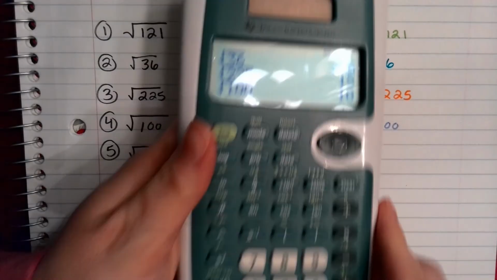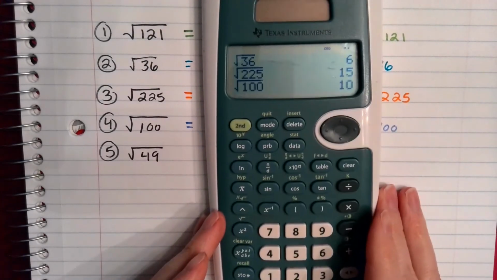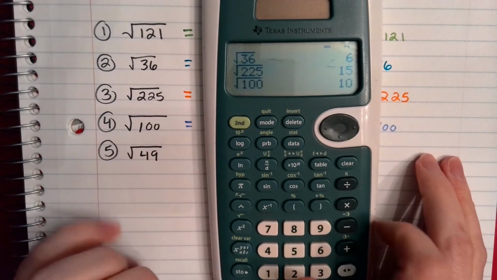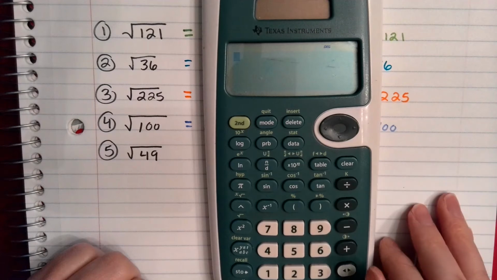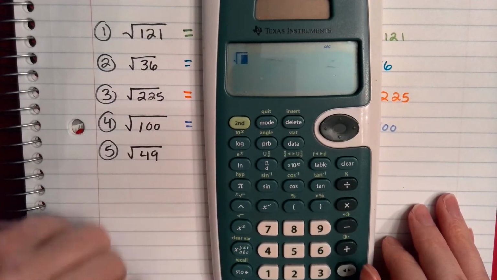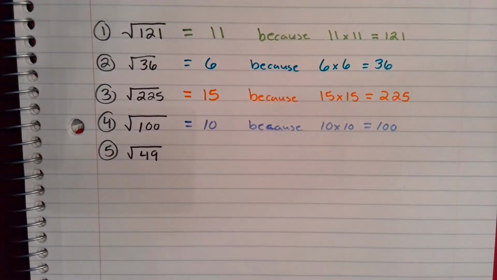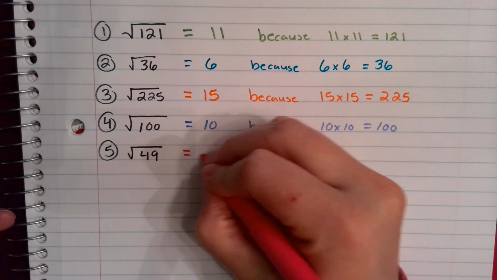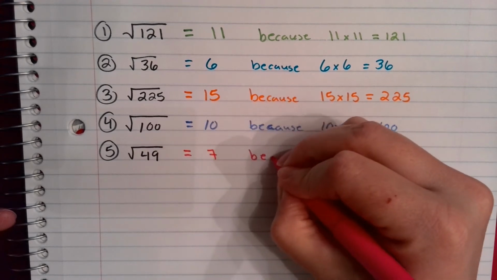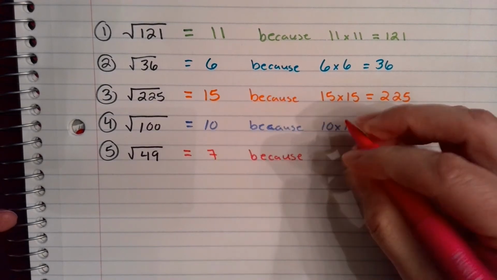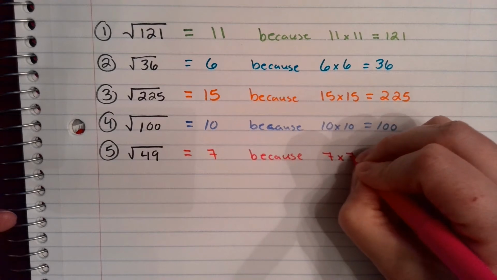Okay, we'll do the last one. You should be able to do that in your head though, but just in case, in here I'm going to hit clear and on so I can clear all this out. Second, square root symbol, 49, enter, and you'll get 7 as your answer. And that is because 7 times 7 equals 49. Okay, so that's the idea of these perfect squares.